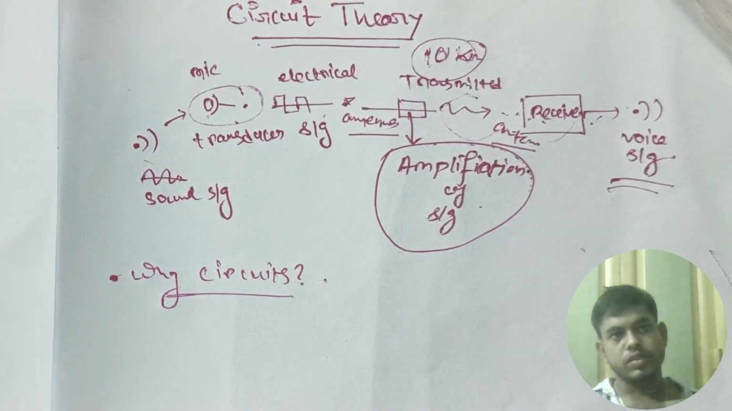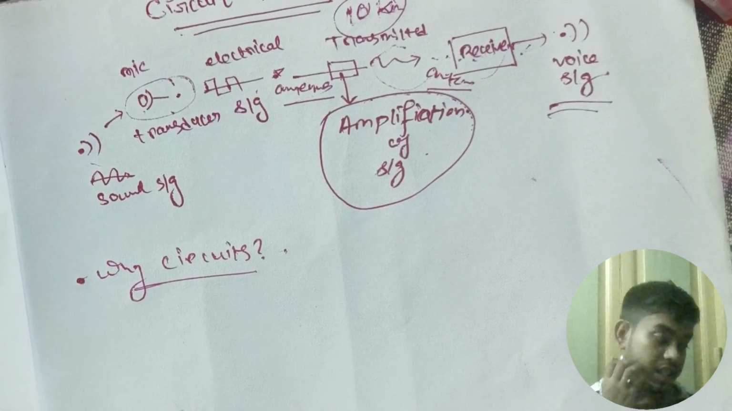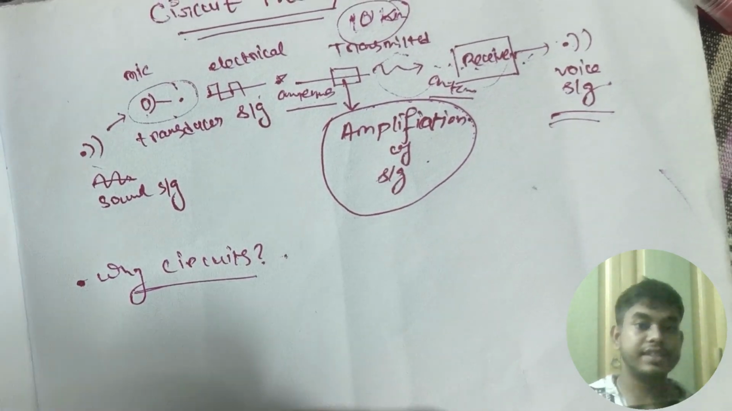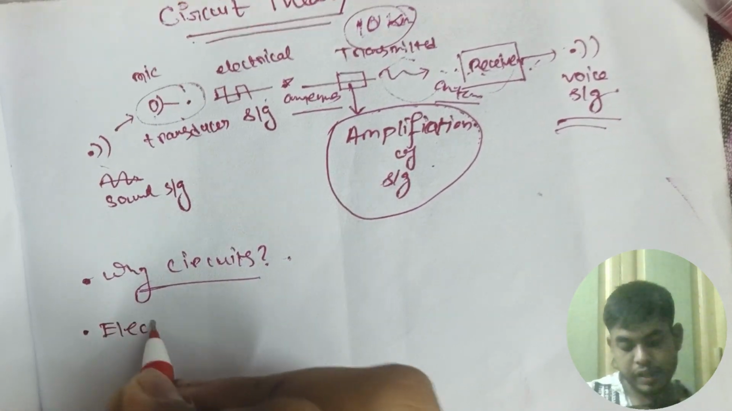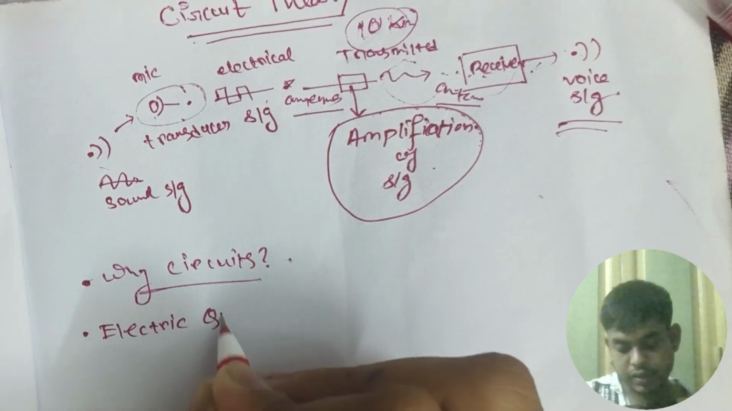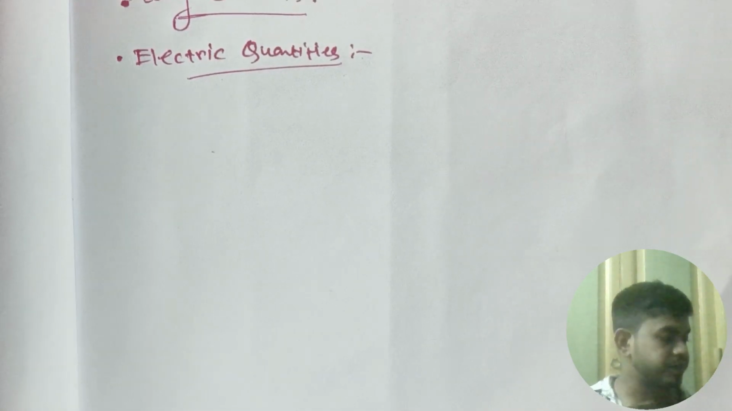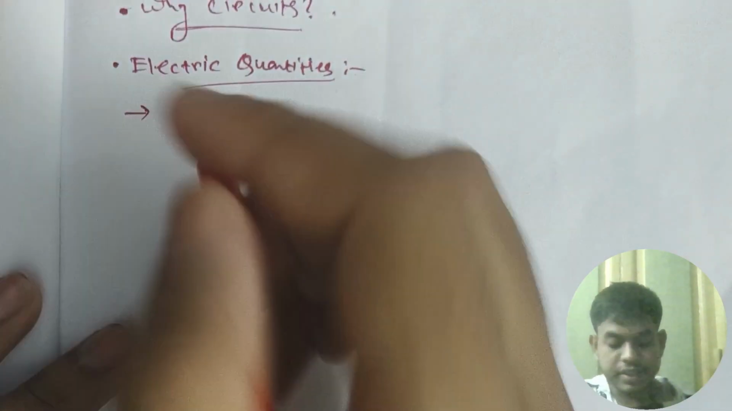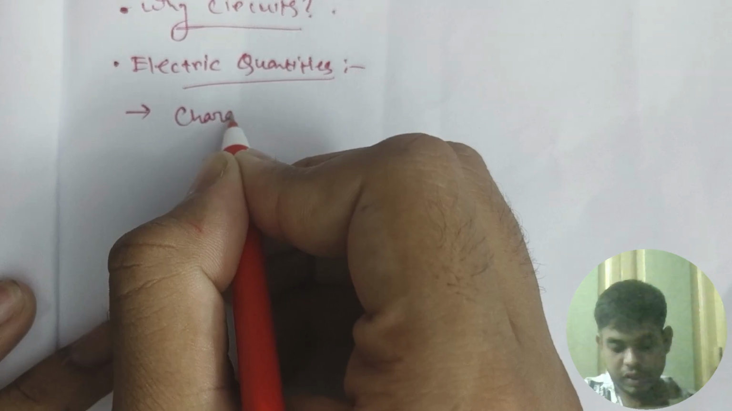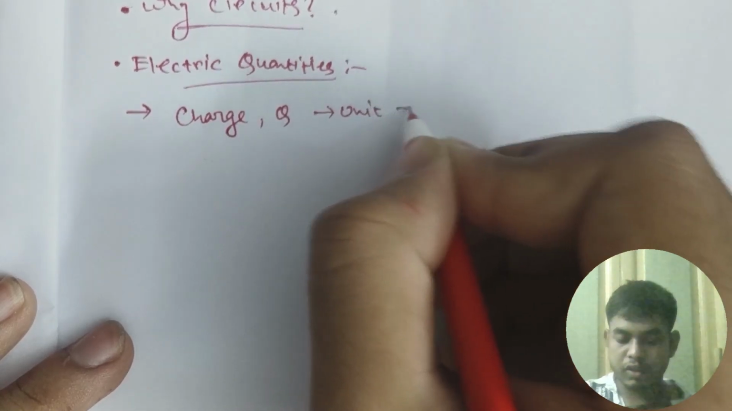Okay. So to make circuits, you need to first understand the electrical quantity. We start from electric quantities. Okay. So first of all, charge. The most basic is charge. Its unit is coulomb.